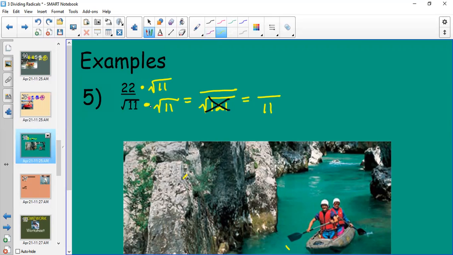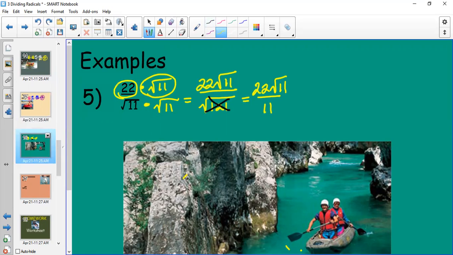All right, but I need to multiply the numerator by the same thing. Here's where people go wrong. They want to say that this is the square root of 22. That's not the case because 22 is on the outside, so I'm going to keep it on the outside. Square root of 11 is on the inside, so I'm going to keep it on the inside. So that would give us that answer on top, 22 square root of 11.